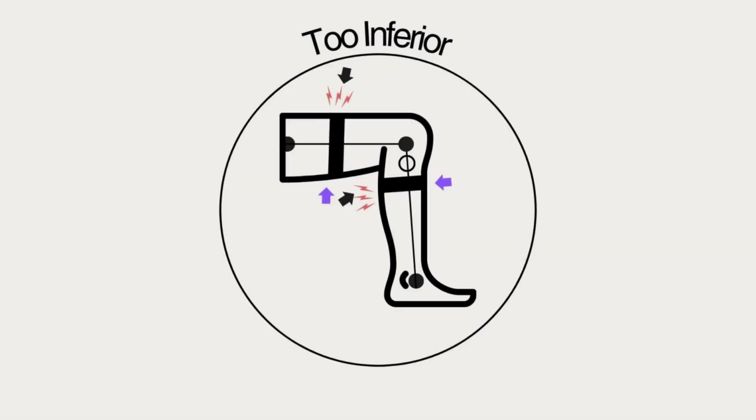And then the last is that the knee joint axis is too inferior. The cause is pressure on the posterior proximal calf and anterior distal thigh, while the gap is in the anterior proximal calf and posterior distal thigh.